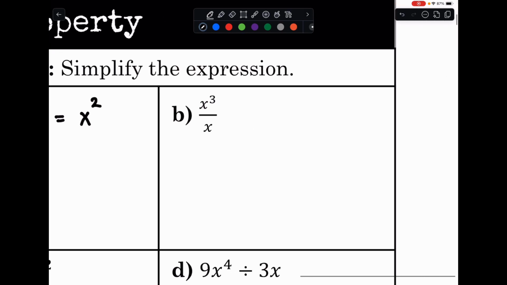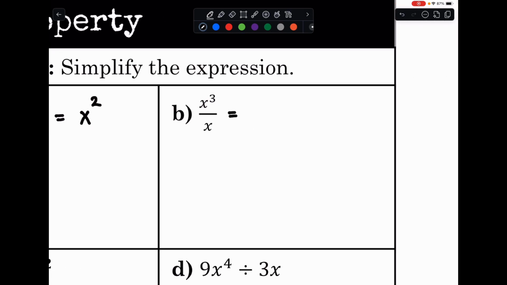Similarly enough, here we'll do the exact same thing. So this will simplify to x to the second power, and again 1 because we're dividing 1 by 1. And since 3 minus 1 is 2, x to the second power.